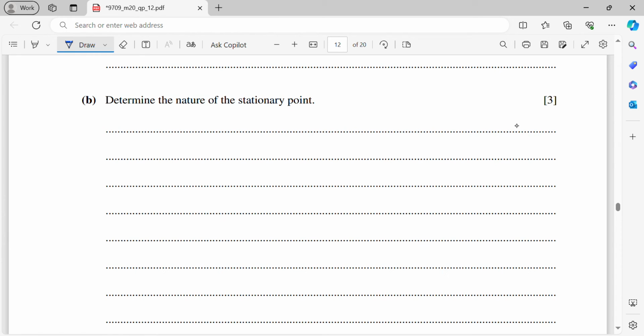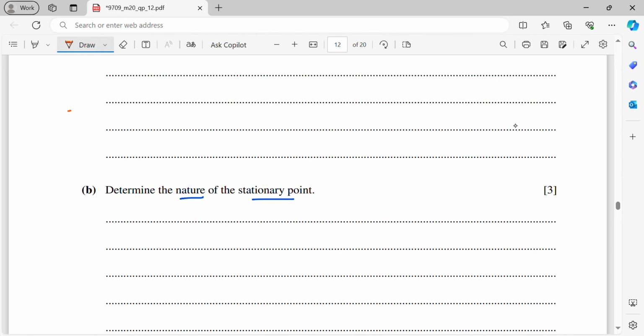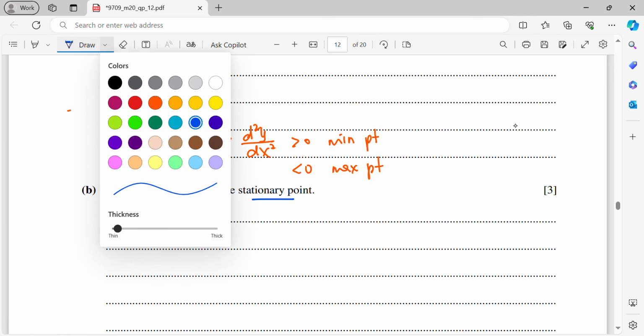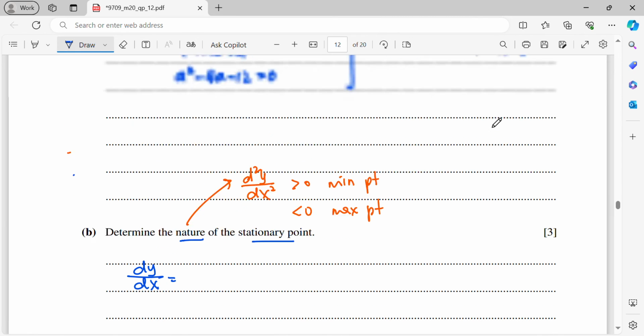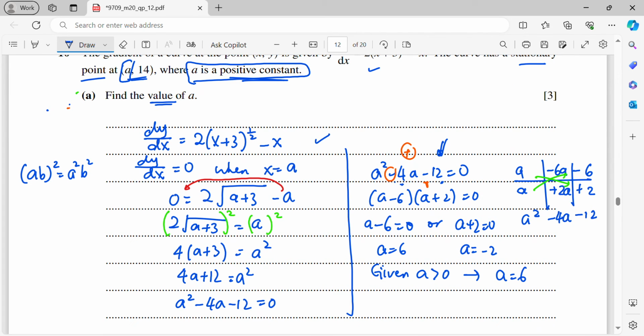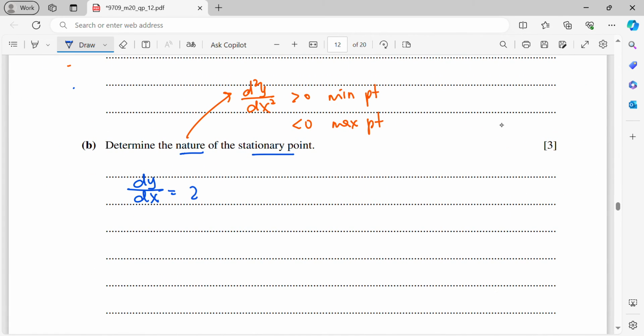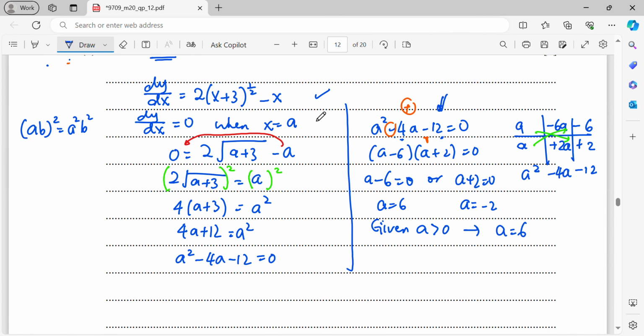Okay, part B, determine the nature of the stationary point. This nature means either maximum or minimum. That means now I need to find d squared y over dx squared. If it is greater than 0, it is a minimum point. If it is less than 0, then I'm getting a maximum point. Before I get the second derivative, I need to copy back my dy dx first. So my dy dx, I will rewrite this: 2 times bracket x plus 3 to the power of half, then minus x.